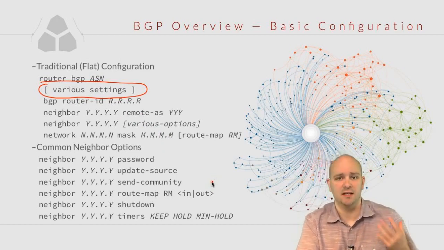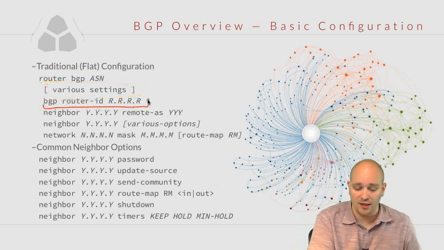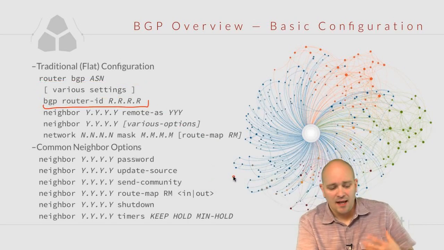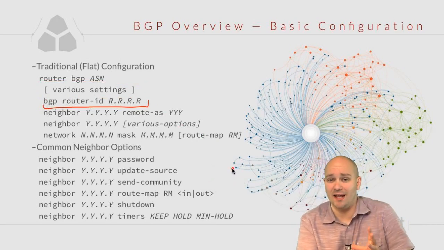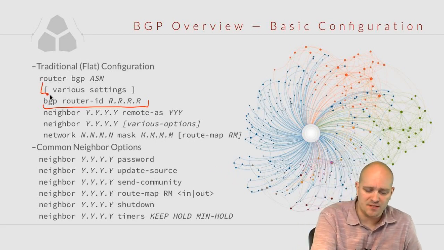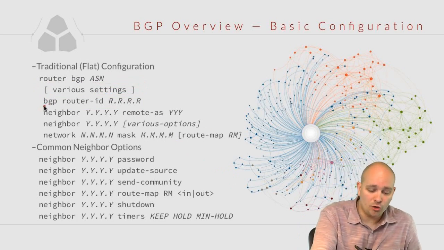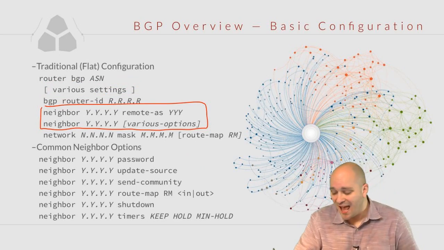Like, for example, the default timers, or what is going to be our BGP router ID. I use this as a common thing that you might want to set up, and simply things like that that don't really relate to any particular BGP neighbors. So here we are going to specify some of the BGP parameters. Then we are going to have the definition of one or more neighbors.